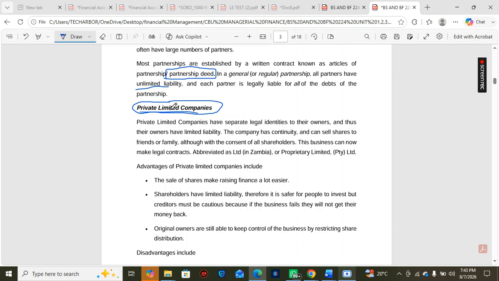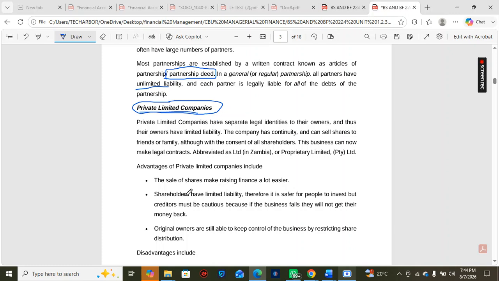So some of the advantages of a private limited company. Here, at least you can go to the banks and get loans. They are more reputable. Compared to sole traders and partnerships, a sole trader will find it hard to get a loan from the bank. Even partnerships can find it hard to get loans. But if you come as a private limited company, access to loans will be fair.